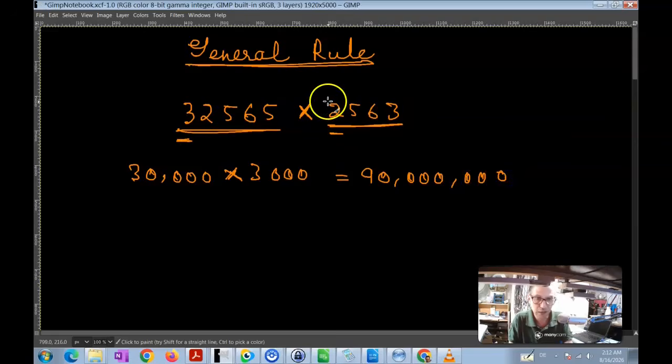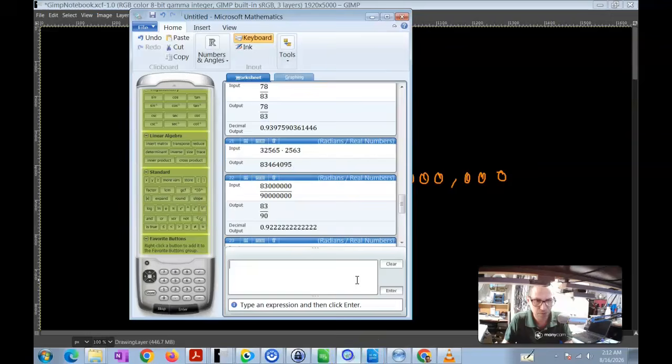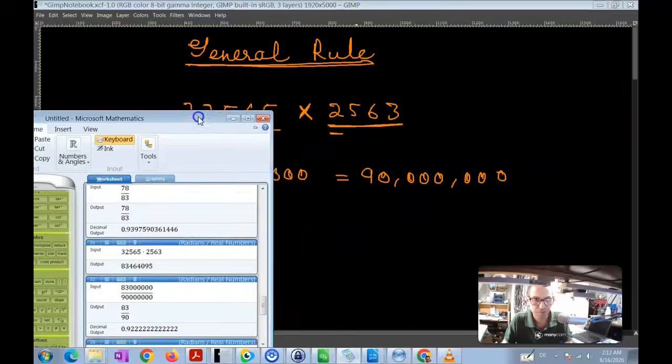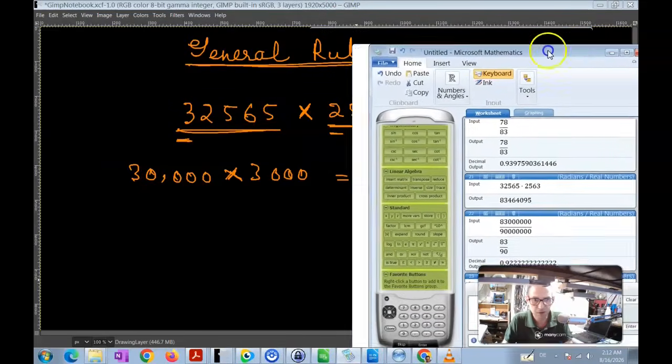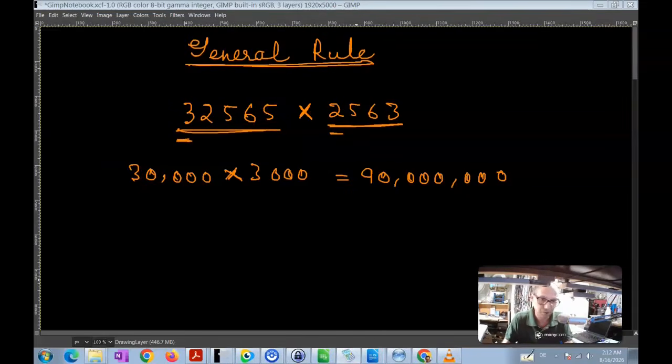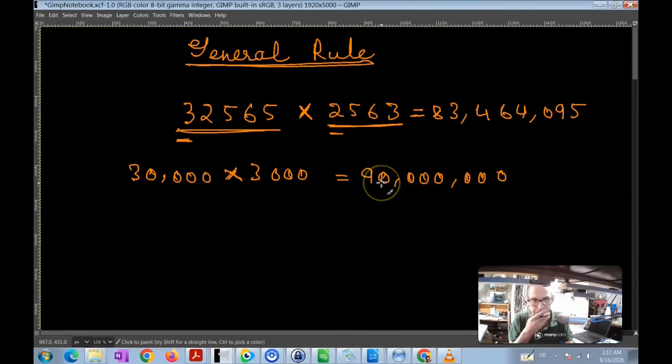Now if I do this calculation on my calculator, I will have 32,565 times 2,563, which is 83,464,095, right? So it's very close to 83 million.